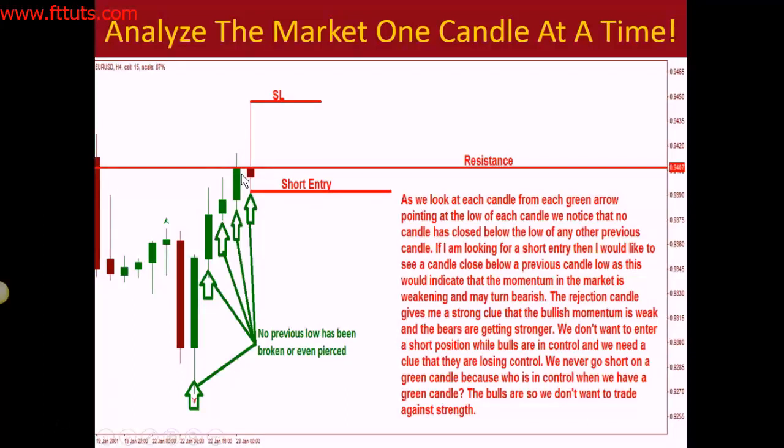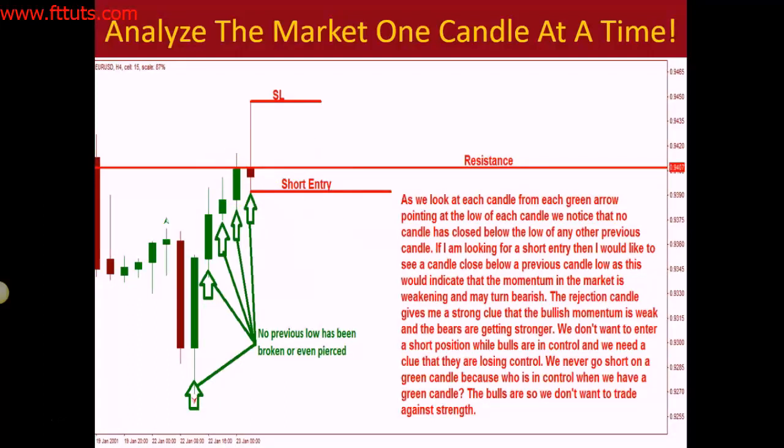All right, the rejection candle gives me a strong clue that the bullish momentum is weakening and the bears are getting stronger. So we don't want to enter a short position while bulls are in control, right? And so we need a clue that they're losing control. The first sign of a clue is that you had this big rejection. All right, that showed that the bulls were unable to sustain this move, and the bears pushed it right back down and stayed below resistance. And staying below resistance again is another big sign. The market was unable to break resistance.